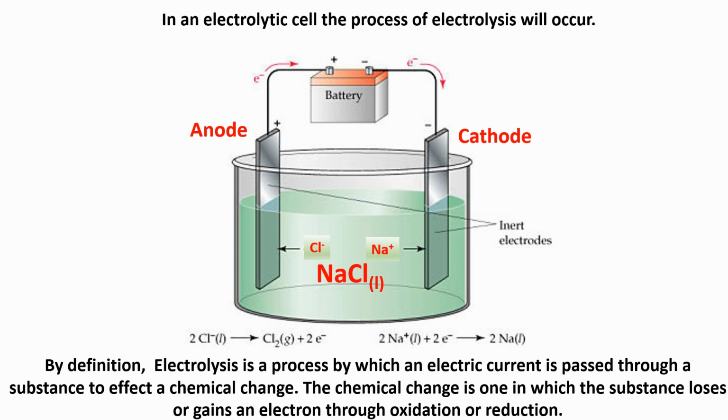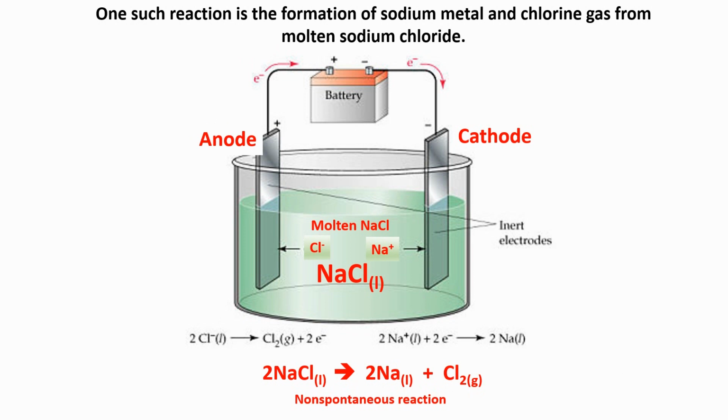By definition, electrolysis is a process by which an electric current is passed through a substance to effect a chemical change. The chemical change is one in which the substance loses or gains electrons through oxidation or reduction. One such reaction is the formation of sodium metal and chlorine gas from molten sodium chloride.